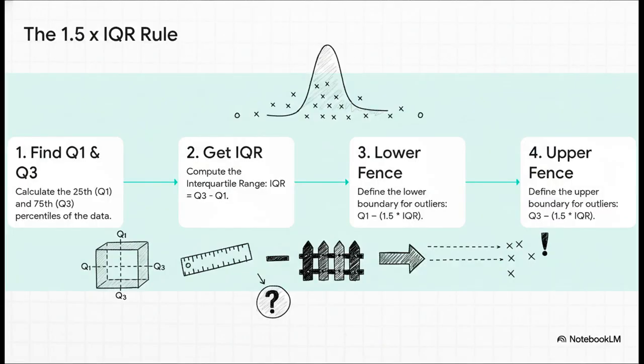In fact, the IQR is so useful that it's the foundation for one of the most common ways to spot outliers. It's called the 1.5 times IQR rule. You figure out your IQR, multiply it by 1.5, and then you create these fences. You subtract that value from Q1 for your lower fence, and you add it to Q3 for your upper fence. Anything that falls outside those fences, bam, potential outlier.